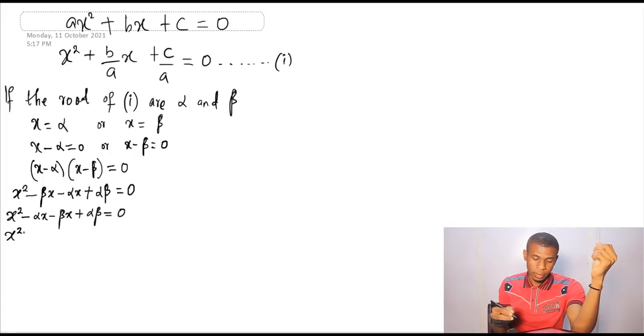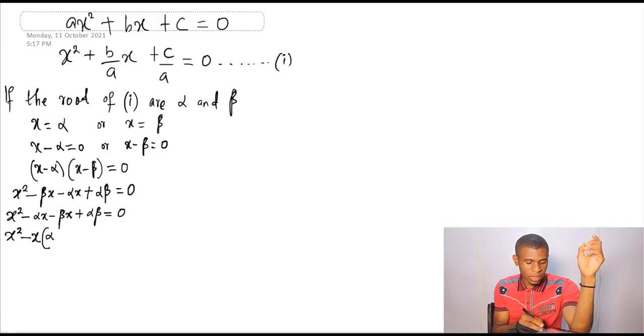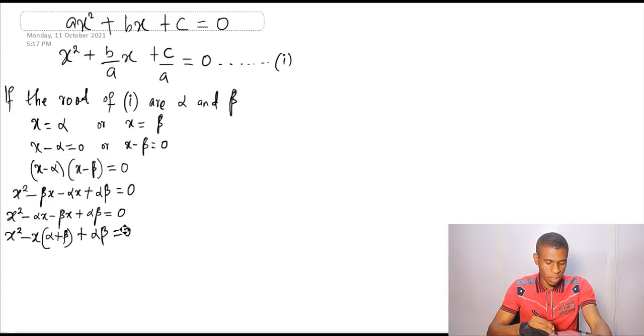I have x squared. You can see x is common to alpha x and beta x, the same with the negative sign. So if I factorize out minus x here, look at the minus. I factorize out minus x. Minus alpha x divided by minus x, you will be left with alpha. Minus beta x divided by minus x, this sign will change to plus. Factorize out minus x, you have alpha plus beta. Here you have alpha beta, all equal to 0.